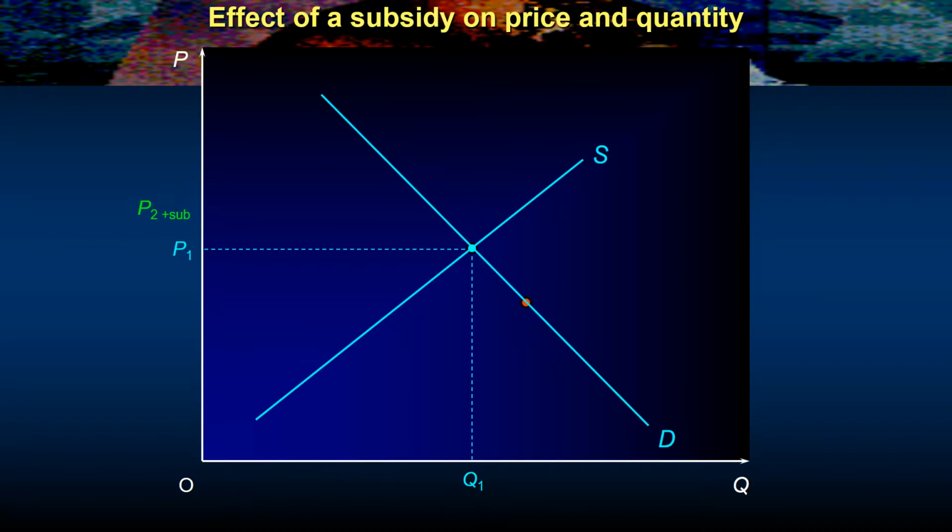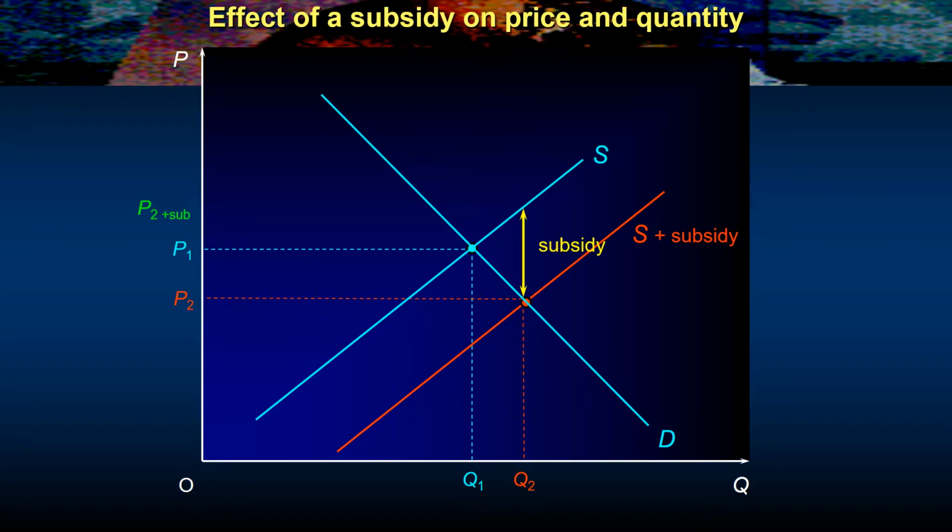We're going to have a look here at a market that has a current price of P1 and a quantity being produced, bought and sold of Q1. Let's now introduce a subsidy. We can see here that the subsidy has the effect of shifting the supply curve from S to S plus subsidy. What has been the impact of that? Well, it reduced the market price from P1 down to P2, and more units are being bought and sold.